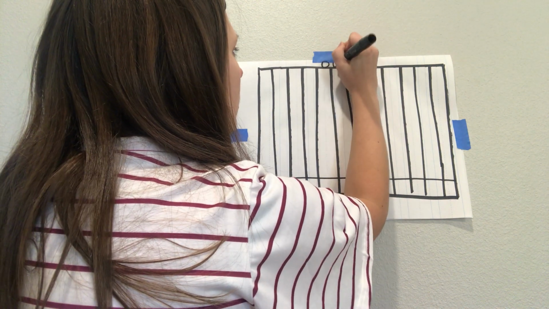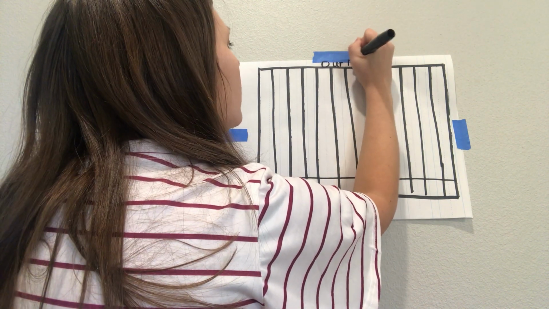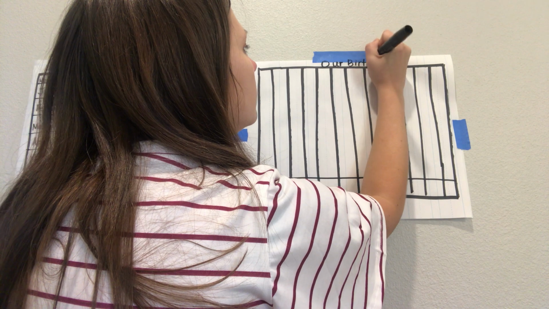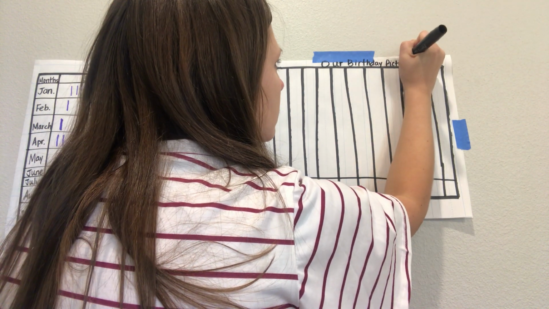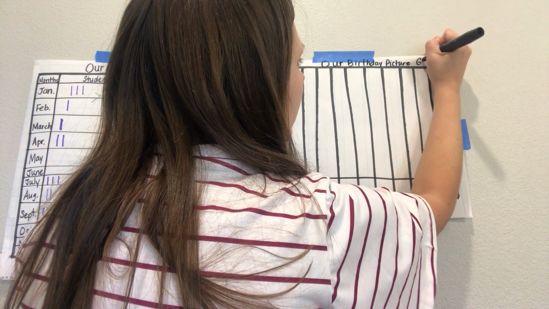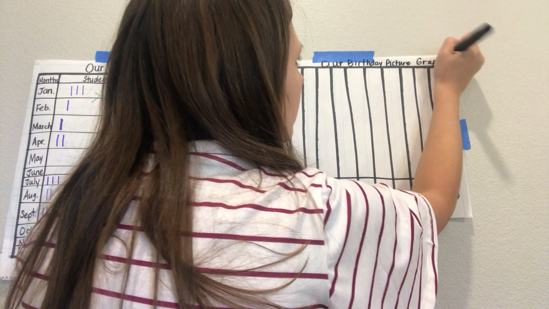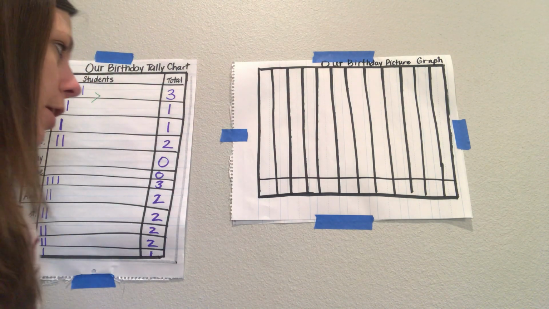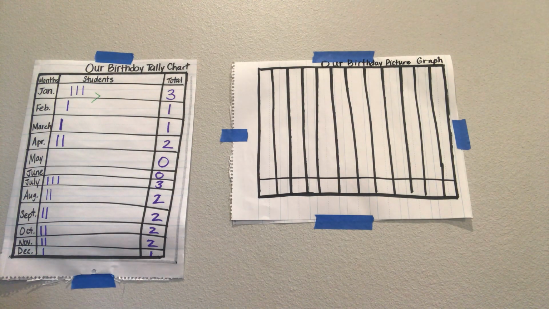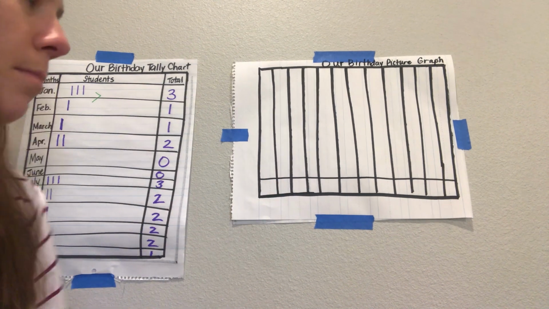Our birthday picture graph. And remember, it can be called a picture graph or a pictograph. Both are correct. Okay, now for the little bottom squares, we need to write in the months.